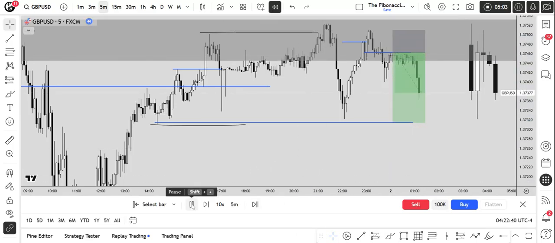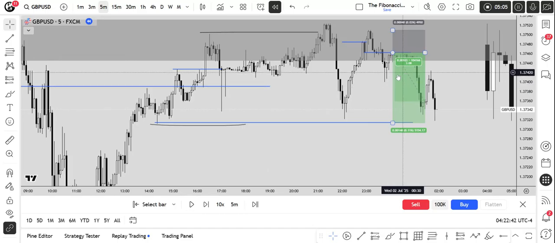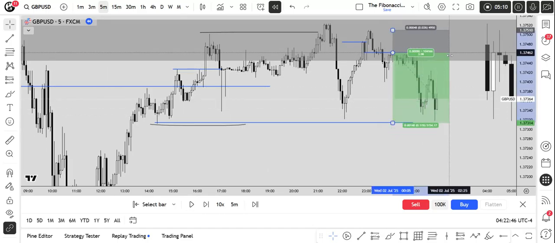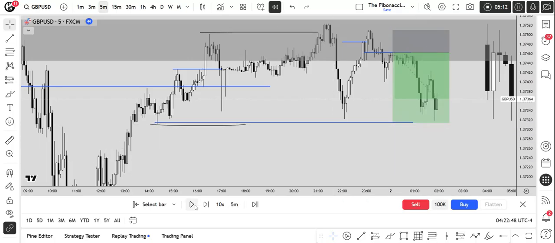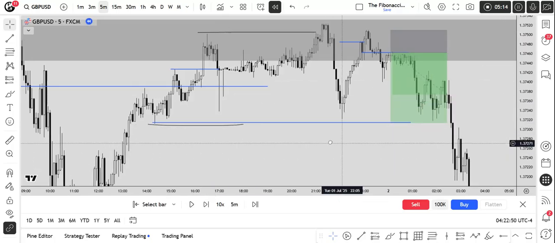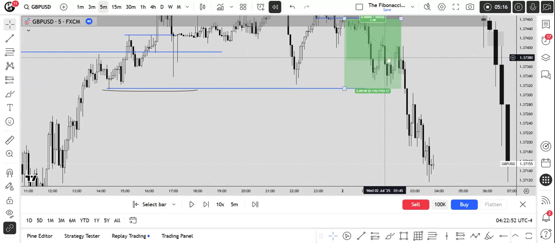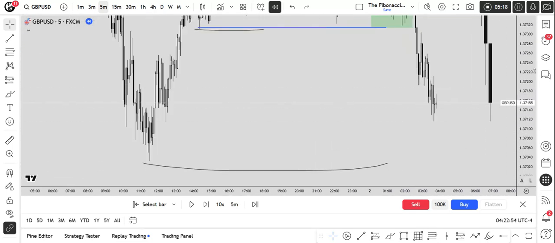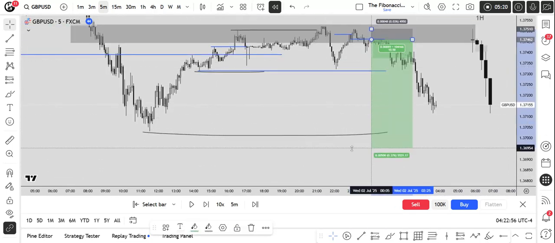So we have taken out our entry, and see, we have got our entry right over here. Then we have closed below this area, not yet. Let's see how it goes. So here in this example, the London session opened, then we moved lower and lower. Can we get the final objective up to this area?